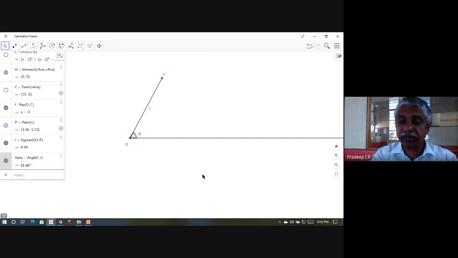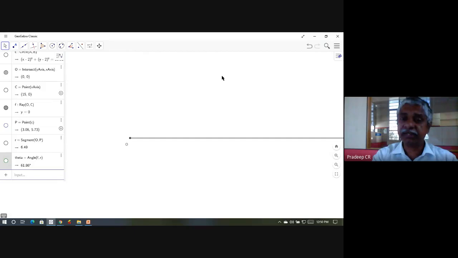But what I'm trying to tell you here is, polar coordinates are coordinates of a point where I will not give you two distances. Instead of that, I'll give you one distance from a fixed point and angle from a fixed line. So distance from a fixed point and angle from a fixed line. So basically in this system, instead of fixing two straight lines, I will fix a point and a line. A point and a ray, a line.